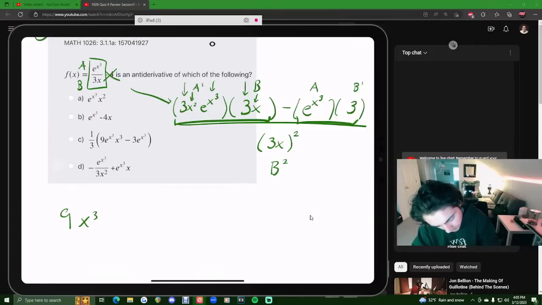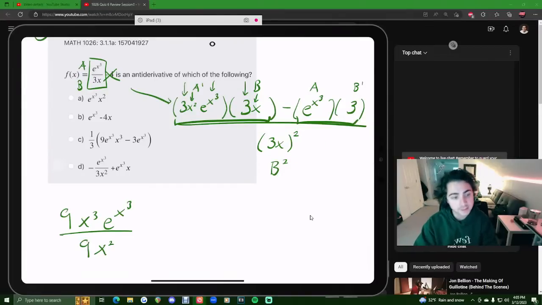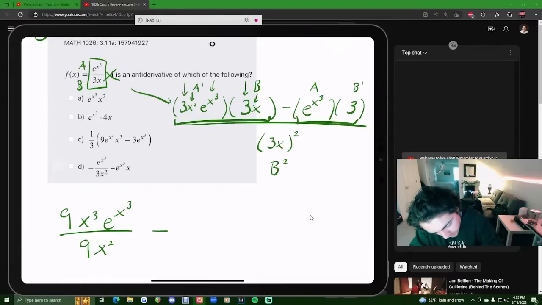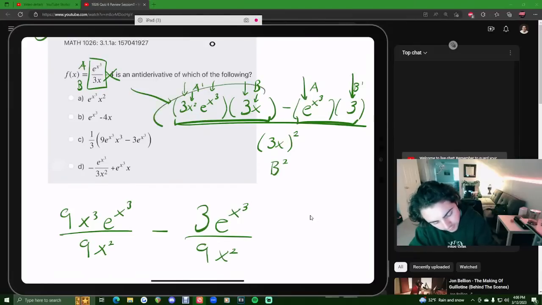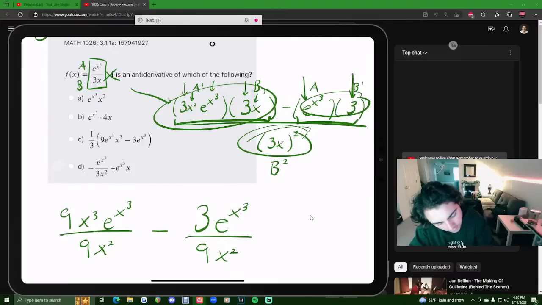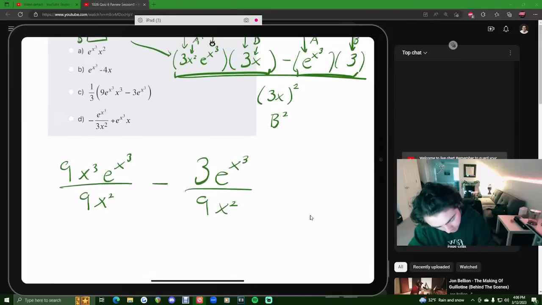We have an e to the x to the third. And then all of that is over 3x squared. So 3x squared is equivalent to 9x squared, because it's like 3x times 3x. And then we're going to subtract the other half, which is just 3, which is over here, times the e term. So 3e to the x cubed, and that is also over 9x squared. So basically I've taken this over this minus this over this. So I've broken up the whole fraction situation. Now we simplify each of these.